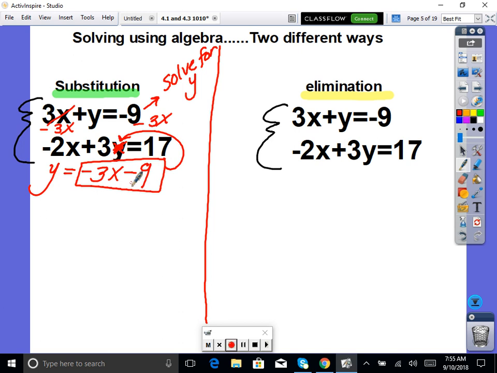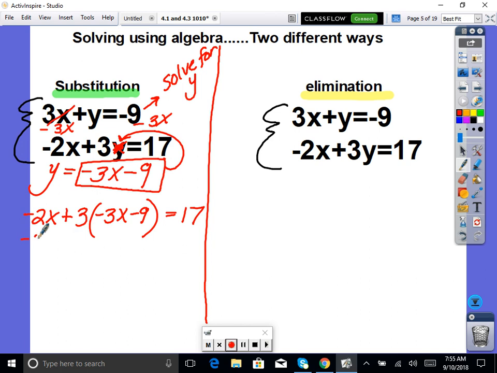And then that would be nice, because when we have only x's, we can combine them and solve for x. So let's rewrite this. We have negative 2x plus 3, and when you're substituting something in, you've got to use parentheses. So we're replacing that y with this, negative 3x minus 9, and that's equal to 17. Does everybody see where I made the substitution? Now look, only x's, that's great. Now we can solve for x.